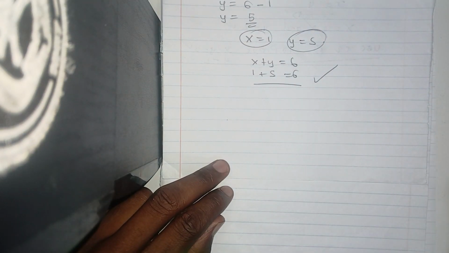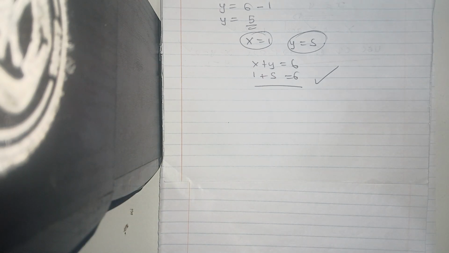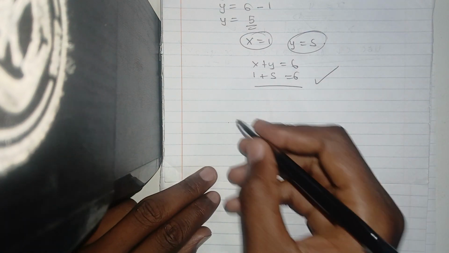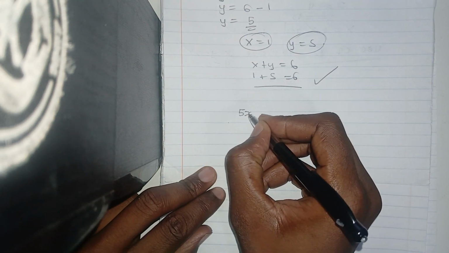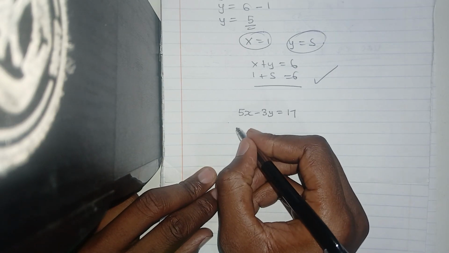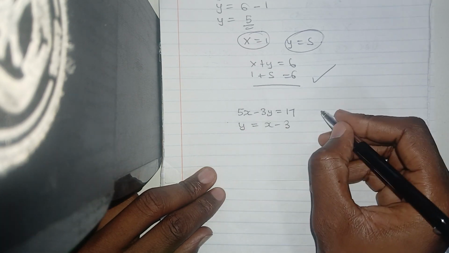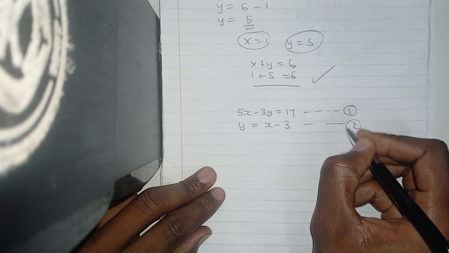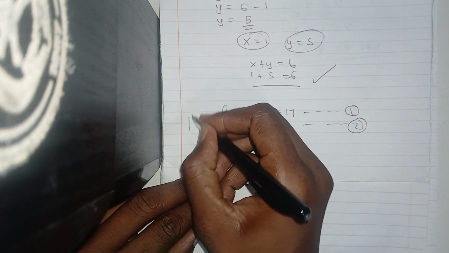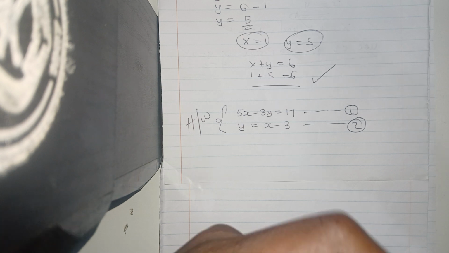Otherwise, I can give you a homework so that you can do it. After doing it, you can send it in the comment section so that we see if you did it correctly. You can have this one: 5x minus 3y is equal to 17, then y is equal to x minus 3. This is equation 1, this is equation 2. So you solve this as your homework, then you comment with it, and I see if you did it correctly.